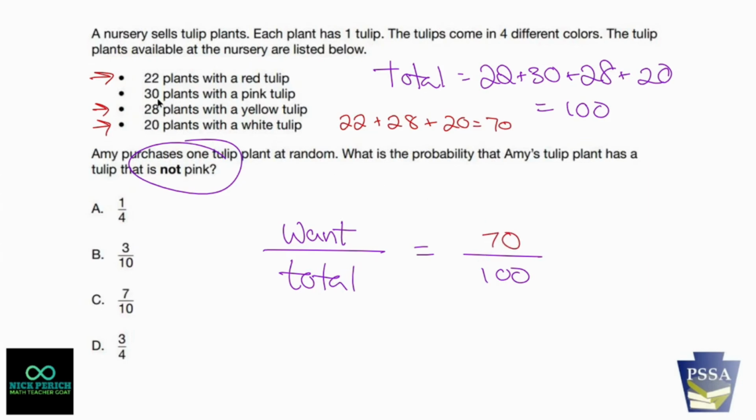Now also what we want is not pink, and pink is 30, and if I know I have 100, I don't want 30, which leaves me with 70, but that's okay. 70 over 100 is divisible by 10, both of them. Simplifies to 7 out of 10. And so the answer for this one is going to be C.